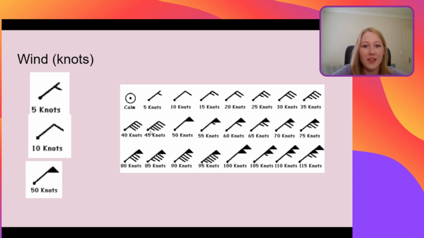So we've added in a new symbol. And that is this triangle. The triangle is 50 knots. And now we continue. There we go. 50 knots, triangle. Triangle and a little half line, 55. Triangle and 2 long lines, 70. Okay, we're seeing it's very straightforward. Once you have memorized these 3 symbols, you can read them very easily.